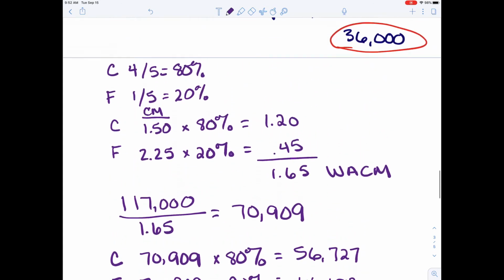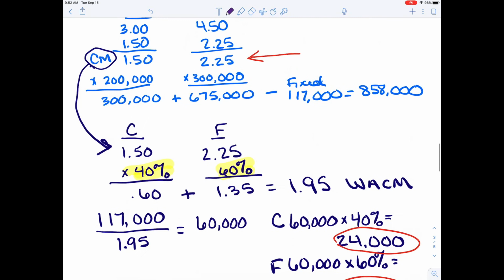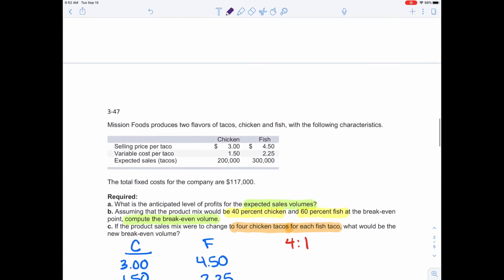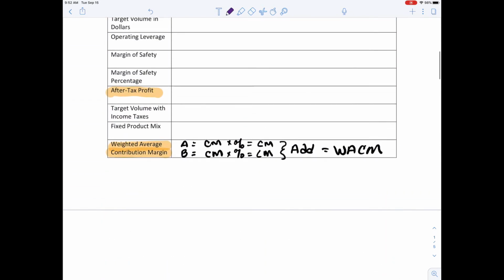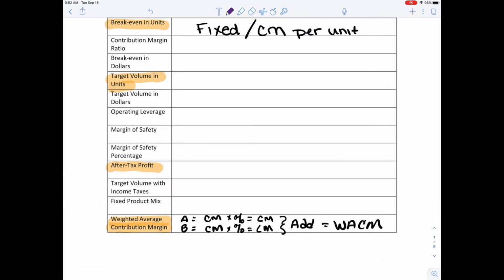So hopefully that helps and gets you started with this cost volume profit. There's a couple other things that are thrown into here. If you need help with any of the other concepts, let me know and I can go through those with you.